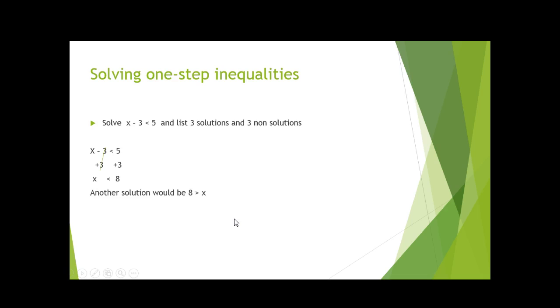If you wanted to rewrite this, you could have it as 8 is greater than x. Because if this says what number is less than 8, this says 8 is greater than what number. It's asking the same question in two different ways. Three possible solutions are 0, negative 10, and 7. Three non-solutions are 8, 100, and 15. But there are an infinite amount of solutions, and there's an infinite amount of non-solutions in this case.